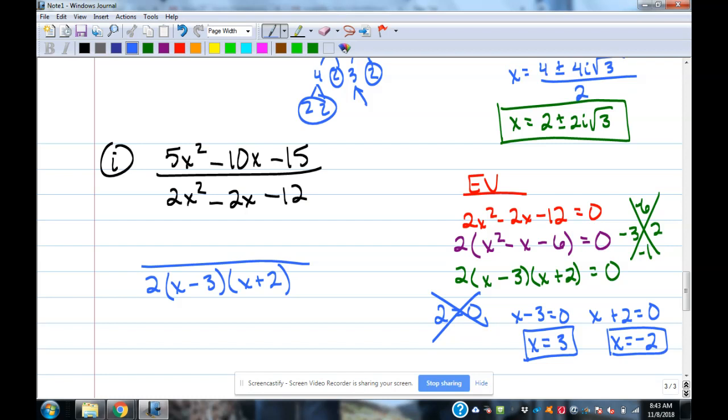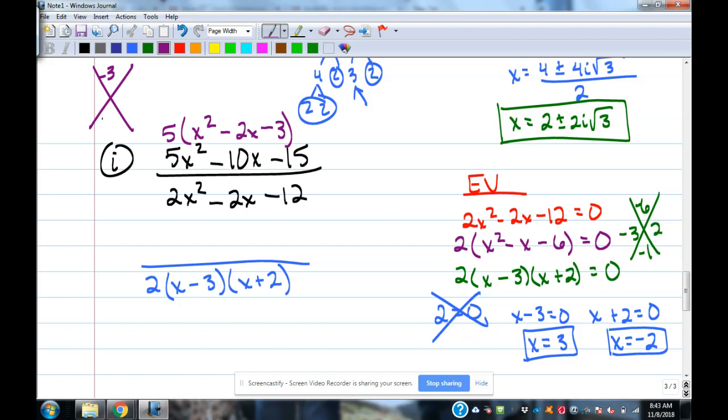Okay, now let's factor the top part. What happens first? Greatest common factor of 5. So I'm going to pull a 5 out. That leaves me x squared minus 2x minus 3. I'm just doing that here because I know that's not finished. I'm going to put my fully factored form on the blue line there. So how does the x squared minus 2x minus 3 factor?